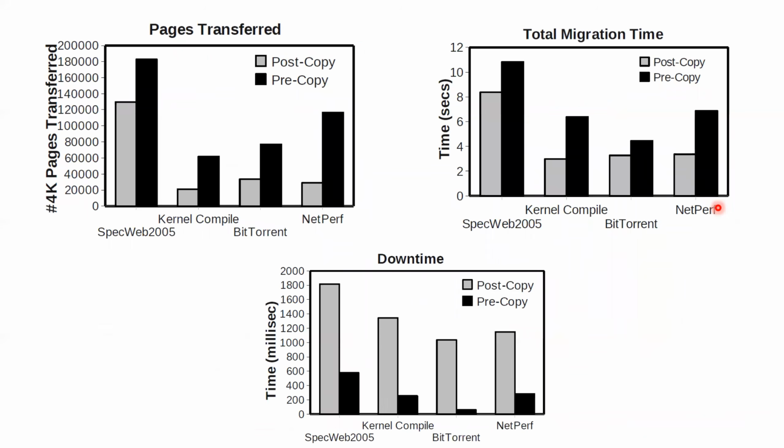A few more graphs here, and here the results are for several applications. They have compared multiple metrics. With respect to pages transferred, you can see that pre-copy transfers many more pages than post-copy, because some pages are transferred multiple times. And the total migration time is also higher for pre-copy, because this iterative stage can go on for a long time. But the downtime is where pre-copy wins, right? Pre-copy has a much lesser downtime than post-copy, because you have very little left for the stop and copy phase.